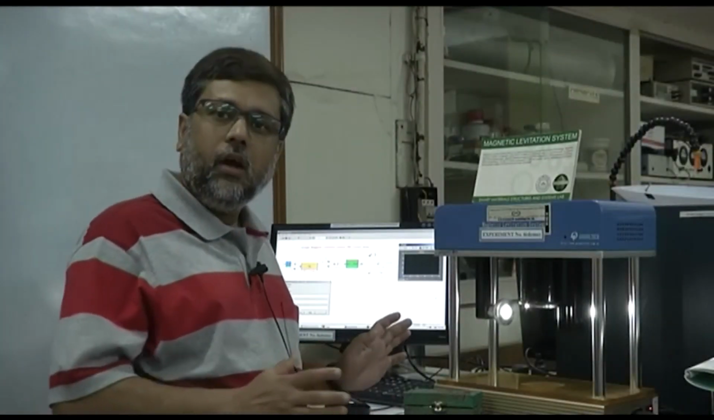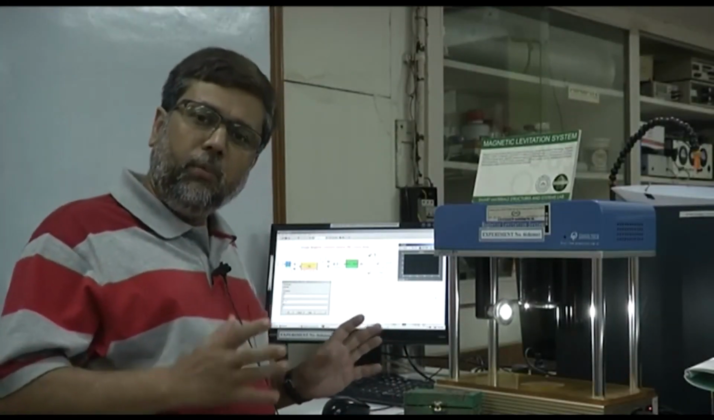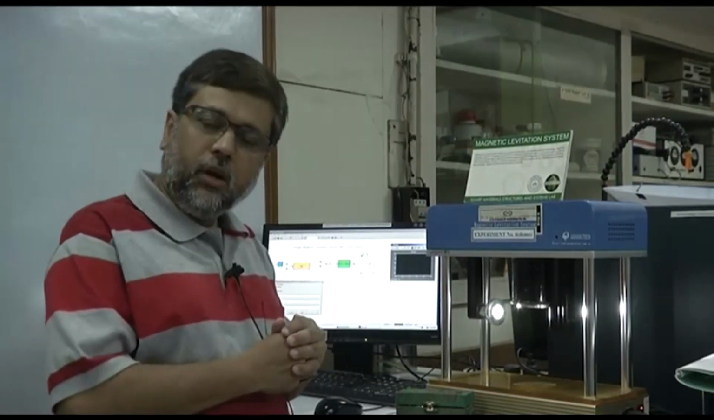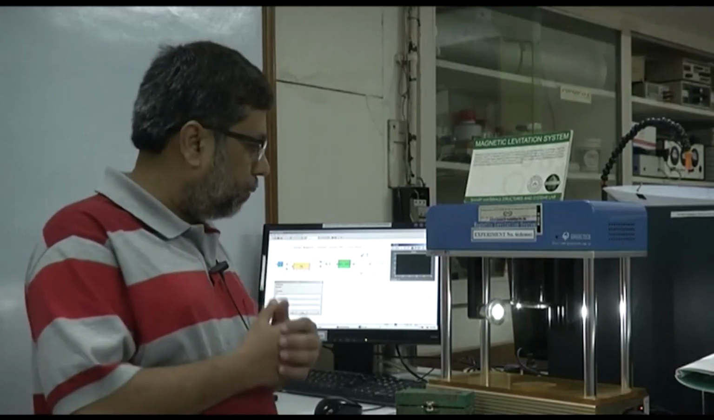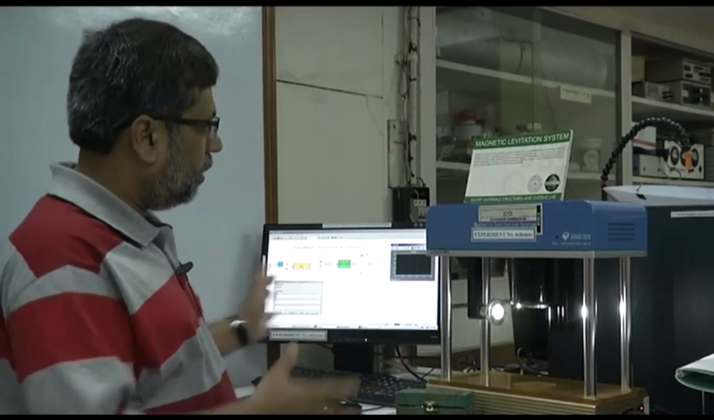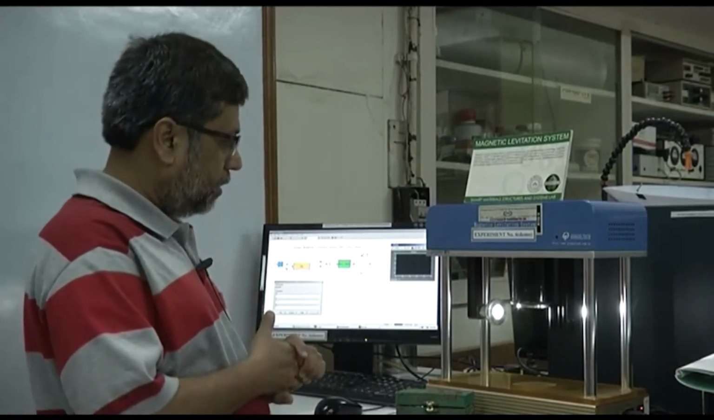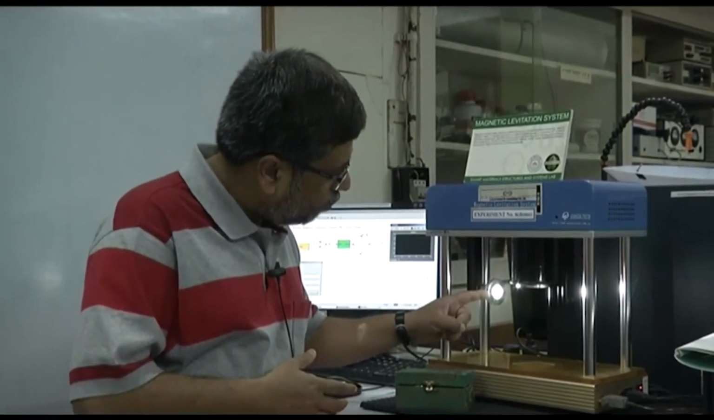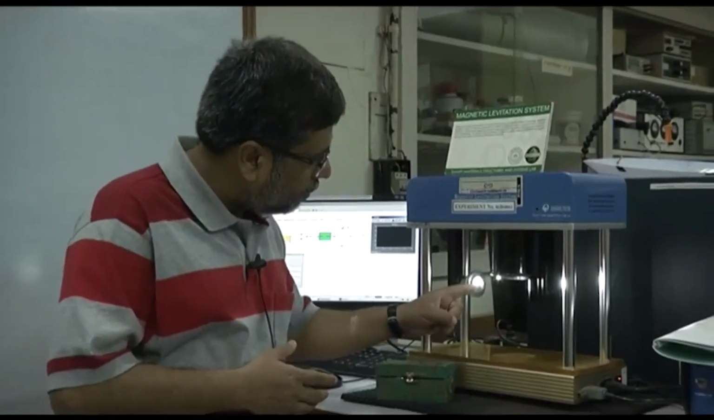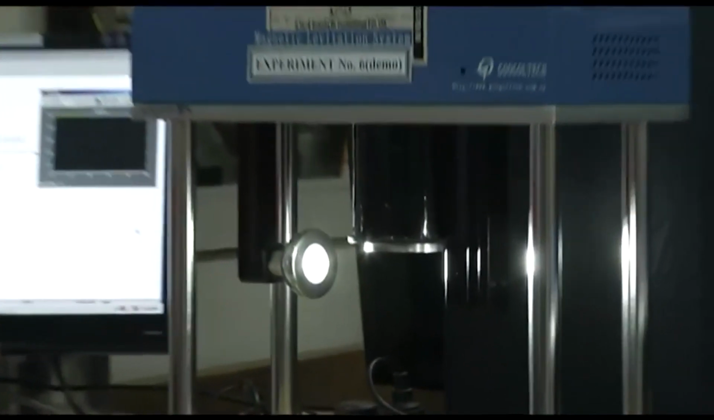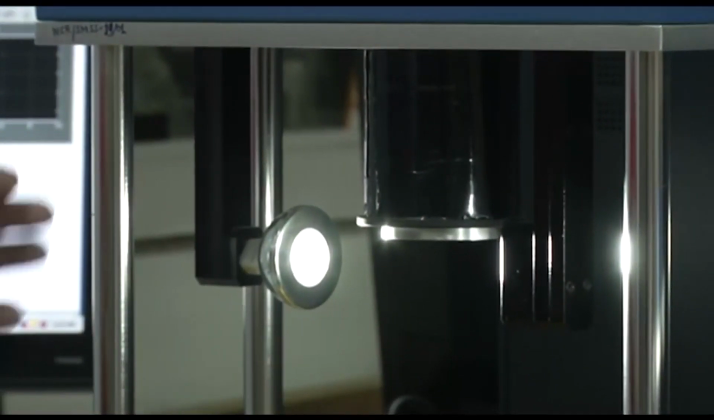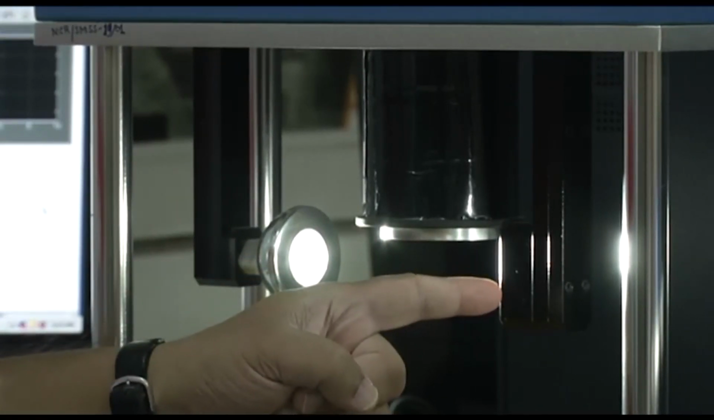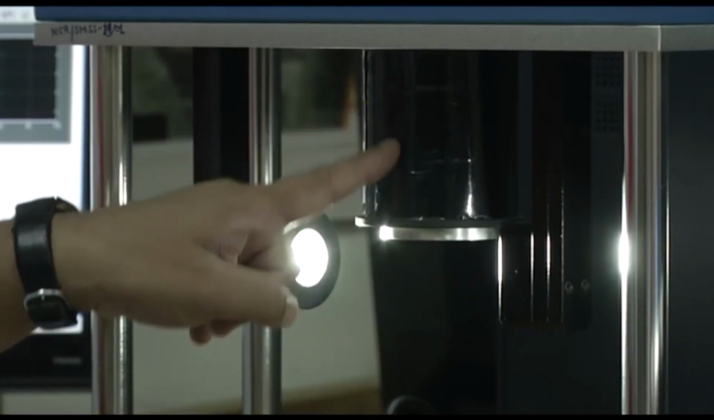With this setup, I am going to show you several non-mechanical properties that come into the picture, like the optical property and the magnetic property of a system, and this setup is known as a magnetic levitation system. As you can see here, there is an LED, a white light is coming, so it is a light emitting diode. So this uses the electro-optical properties of the system, and this LED light is coming in this direction, and what you have here is a magnet.